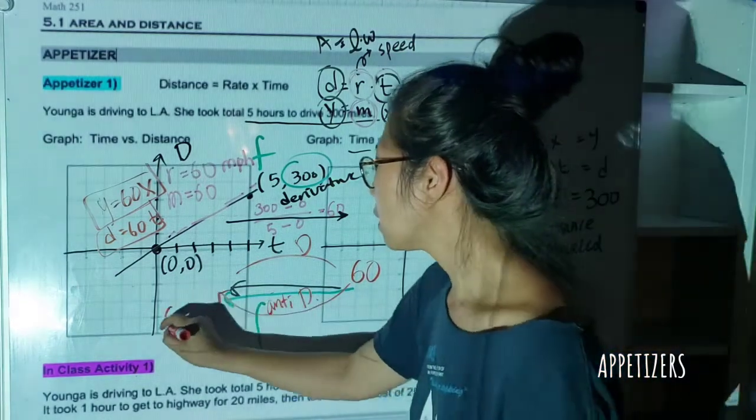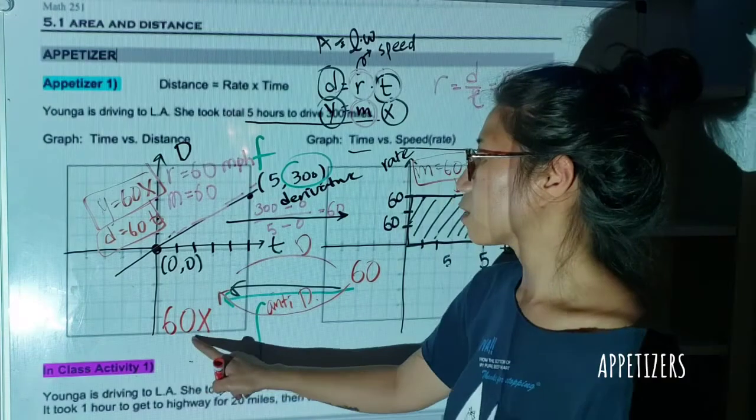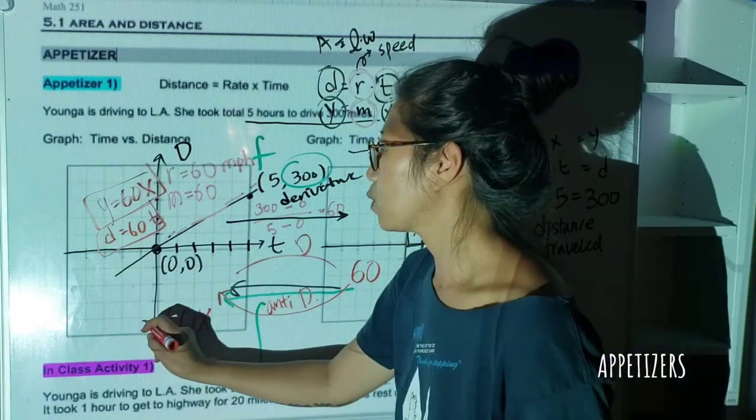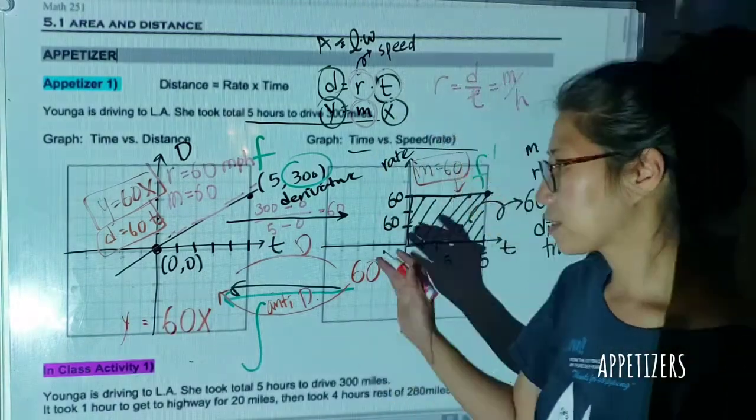In order to get 60, you are going to guess. I'm guessing from 60x. If you take a derivative, you get that one. So this is going to be your integral. So that's how we're going to study.